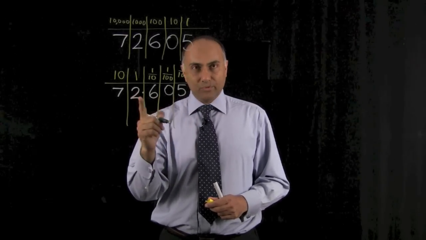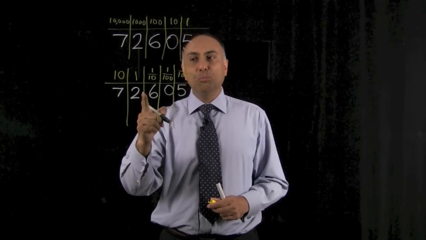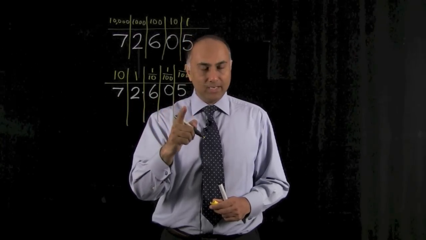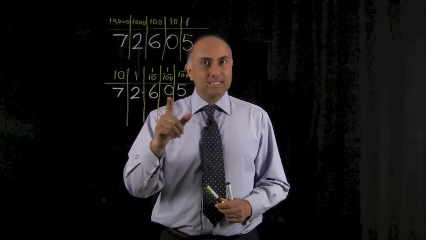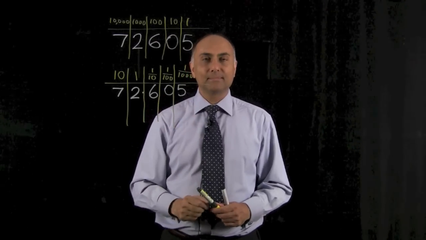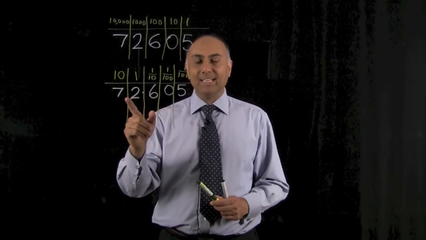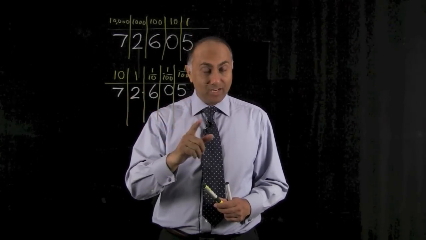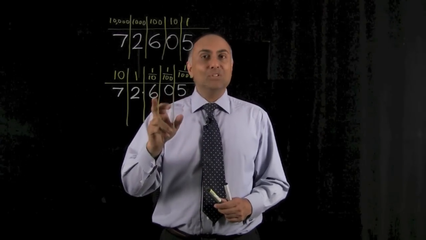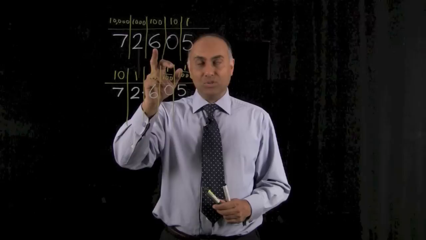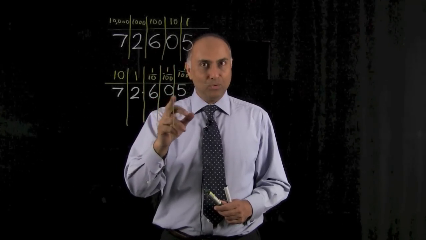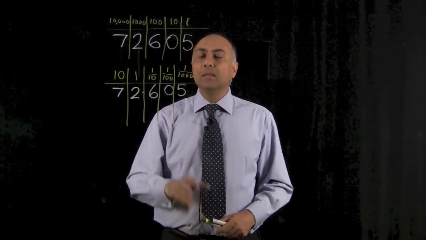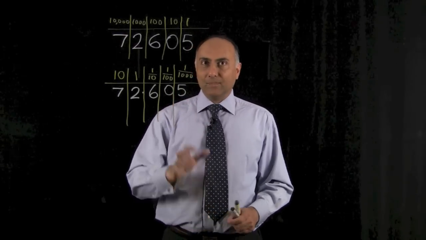The way we would read this number is 72.605. Don't make the mistake of reading it as 72.605, because it's not 600 anymore. It was 600. Now it's 0.605. So here we have the basics of place value.